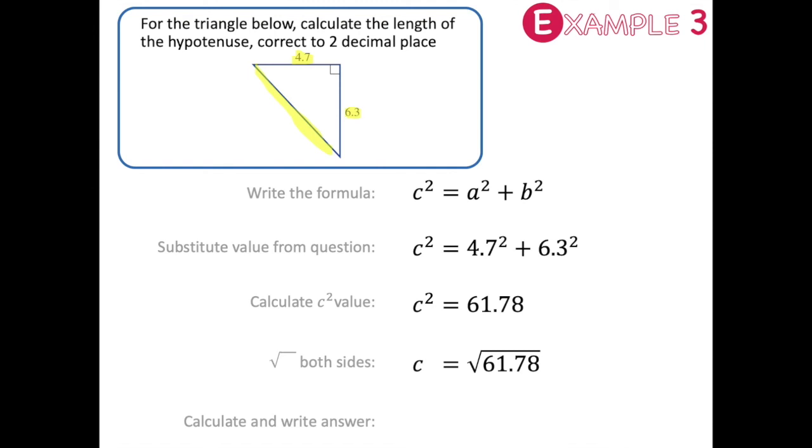Rooting both sides, so C is equal to the square root of 61.78. So using my calculator to calculate and write the final answer, C is going to equal 7.86. And again, because I've got no units of measurement in my question, 7.86 units. So that's how we use Pythagoras theory to calculate the length of a hypotenuse of a right angle triangle.